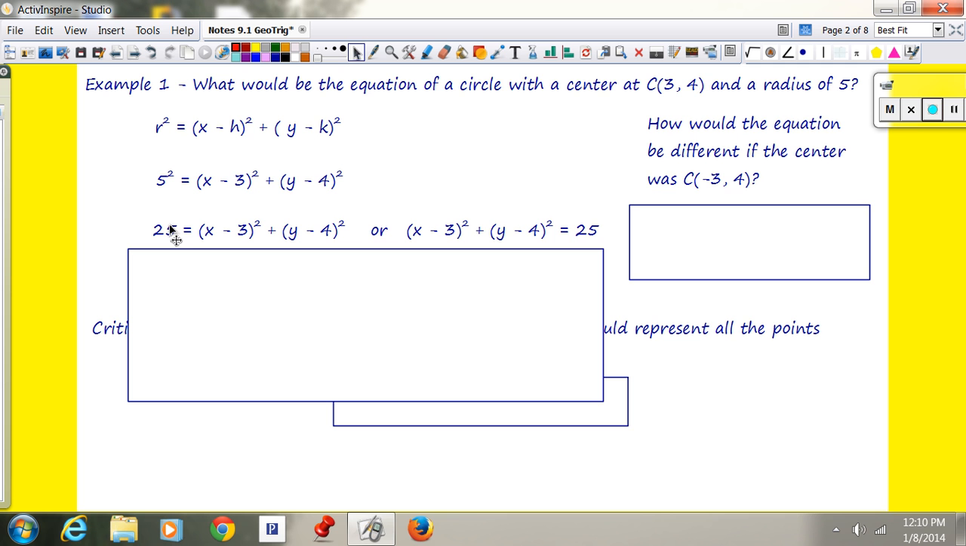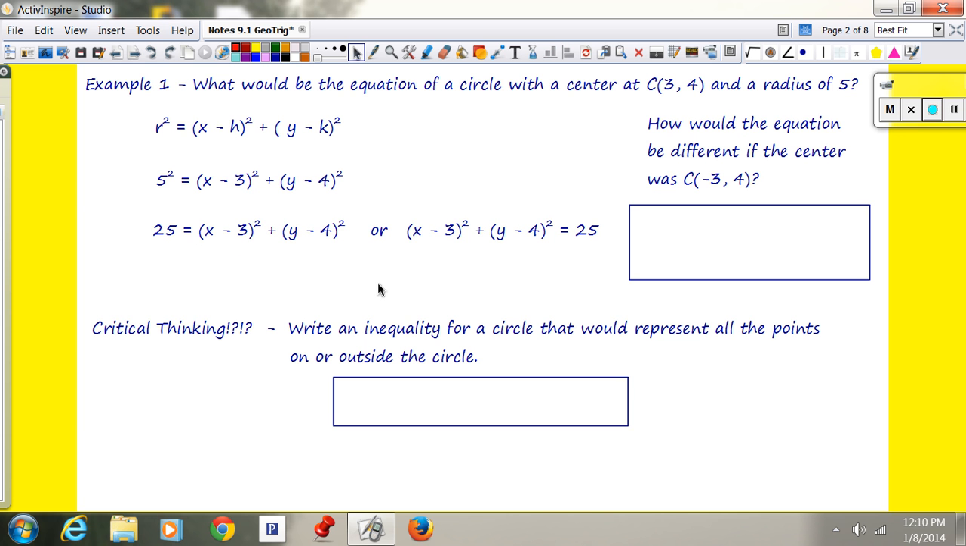You could put this 25 at the end, or you could put the 25 at the beginning. It doesn't matter. Either way, your equation's right. So I was just showing you both ways there.